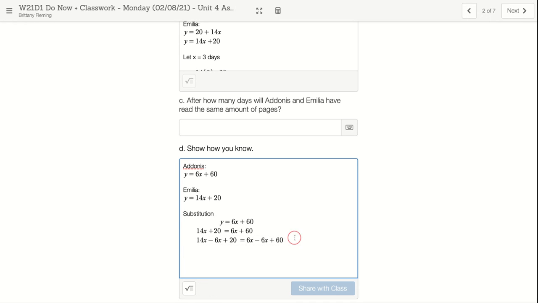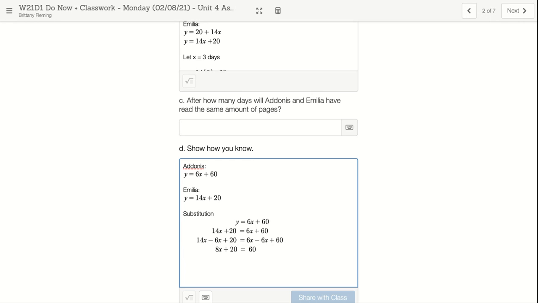Now I need to combine like terms. So when I combine like terms, 14x minus 6x is 8x. And that's where the 8x came from. I still have a 20 on the left side of my equation. On the right side of my equation, the 6x's canceled out, which is great. I wanted to get rid of the 6x on the right side of the equation. I'm still left with 60.